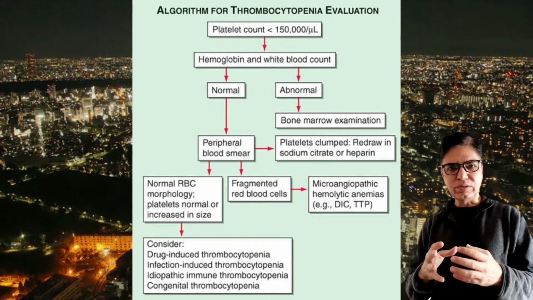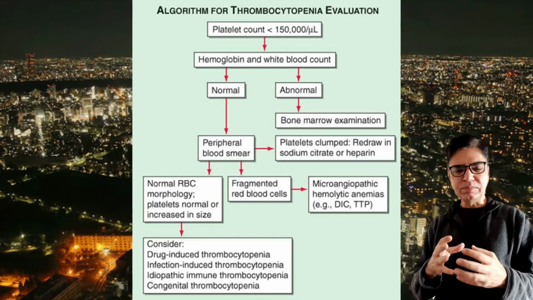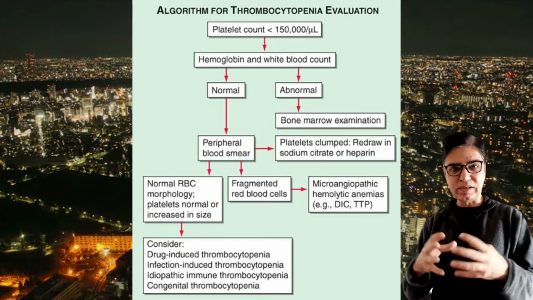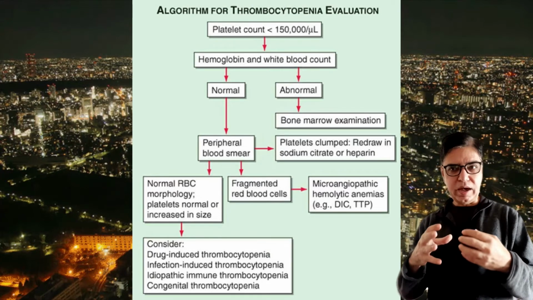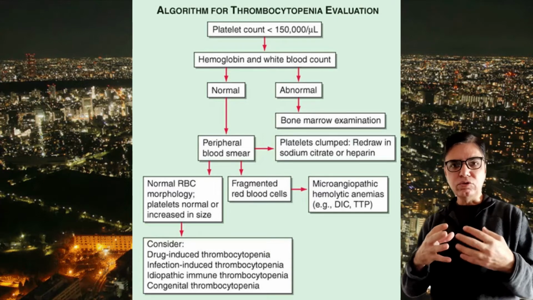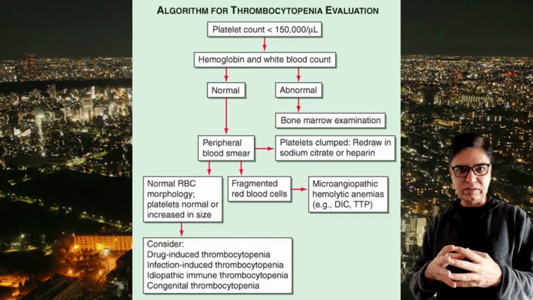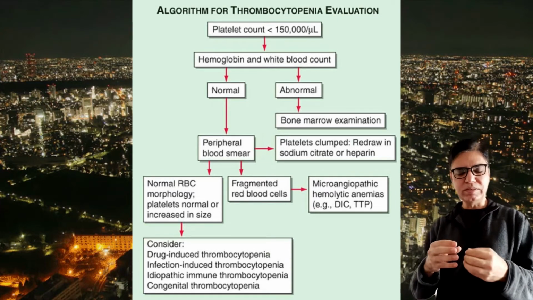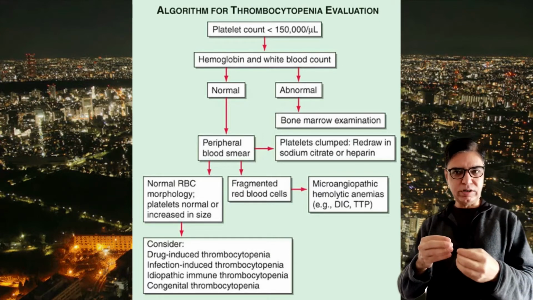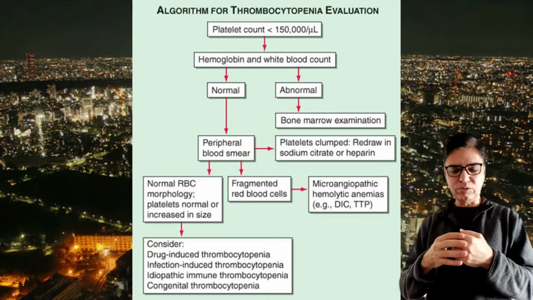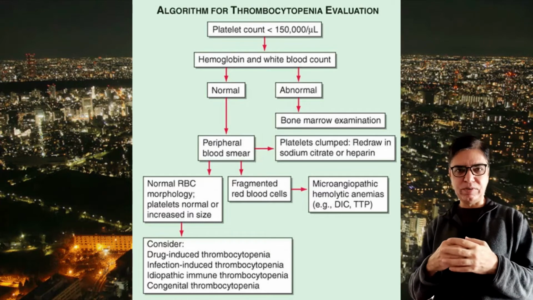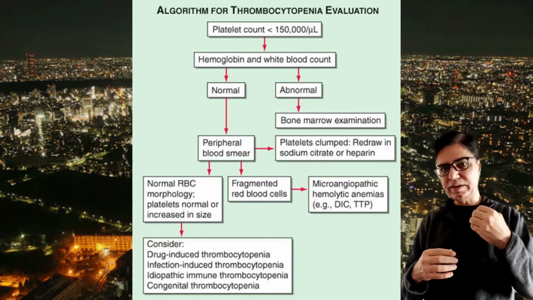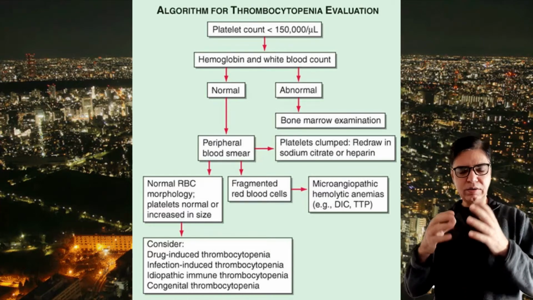Sometimes they find out that the thrombocytopenia is simply because the platelets are clumped. It's a clumped appearance under the microscope, and it simply means that this is pseudothrombocytopenia. Simply, the platelets have been clumped. So the sample needs to be redrawn in sodium citrate or heparin and re-examined. The peripheral smear has to be redone. The platelet count has to be redone.